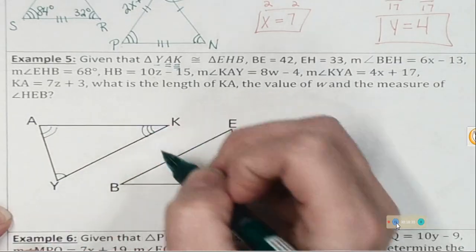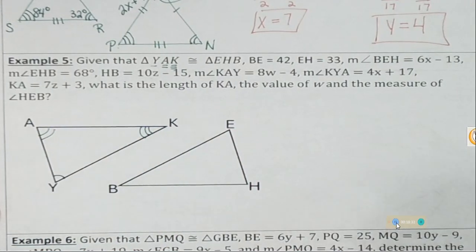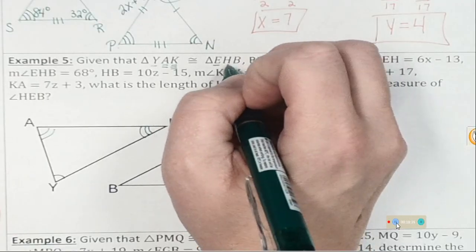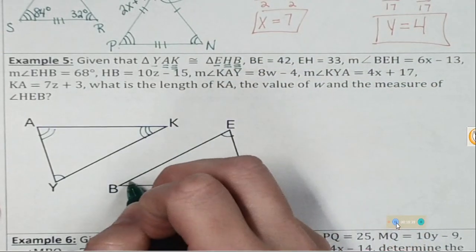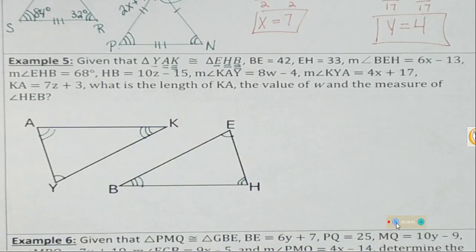You've got to be focused right here. You can't afford to be focused anywhere else. It's congruent to EHB. Now I'm going to mark my sides. I start with any side I want to. I think I'll start with this side.